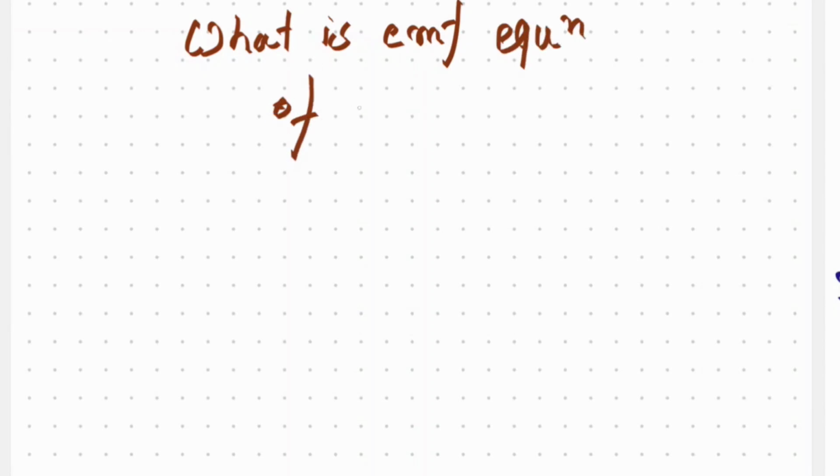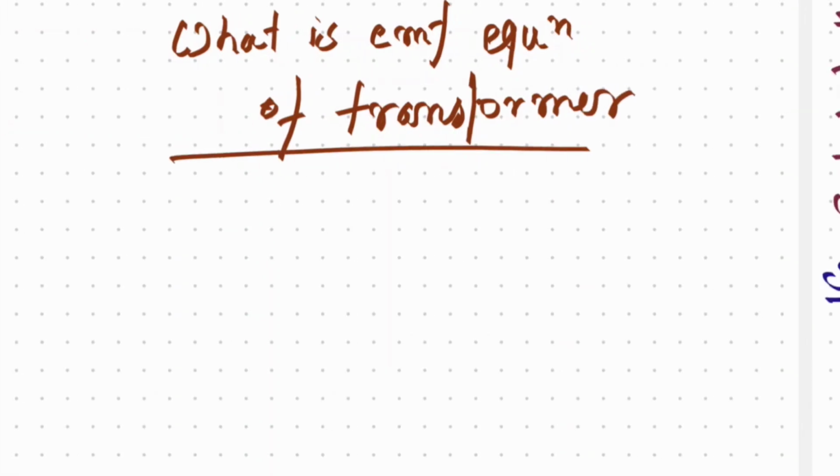So from this lecture we have understood what the EMF equation of a transformer is, and with an example we have understood how to find out the value of primary turns and the secondary turns.